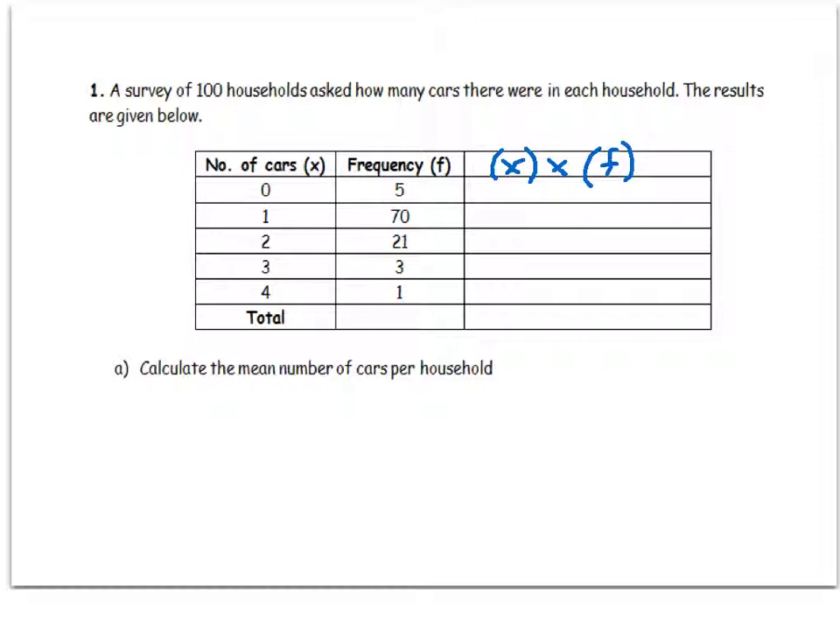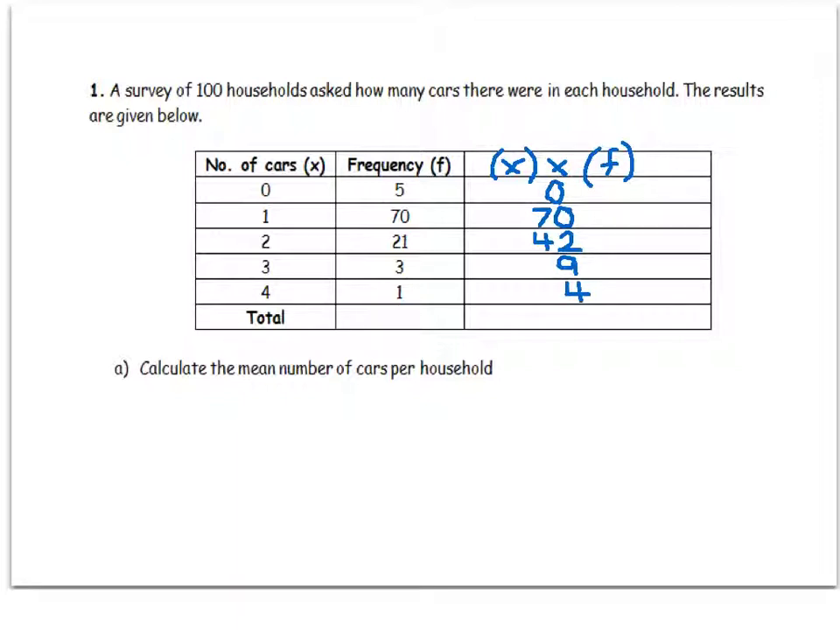So 0 multiplied by 5, so we do these two first, is going to give us 0. 1 times 70 is 70, 2 times 21 is 42, 3 times 3 is 9, and 4 times 1 is 4.